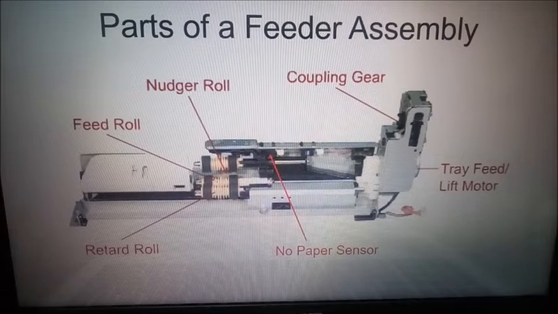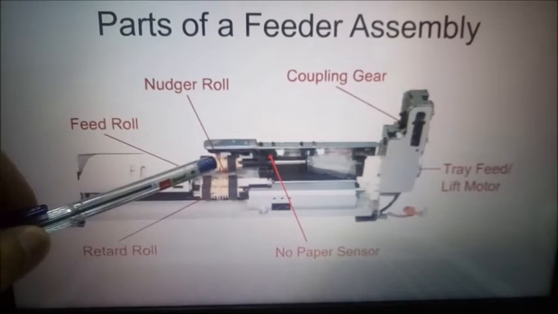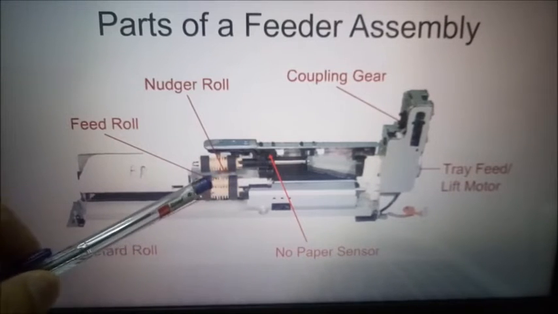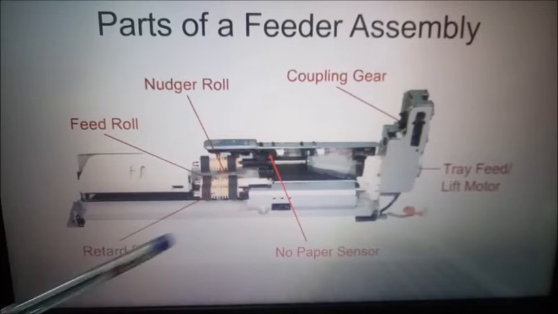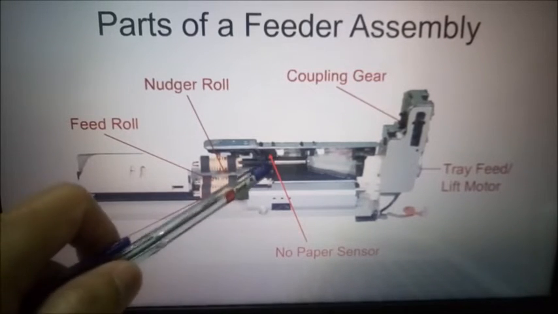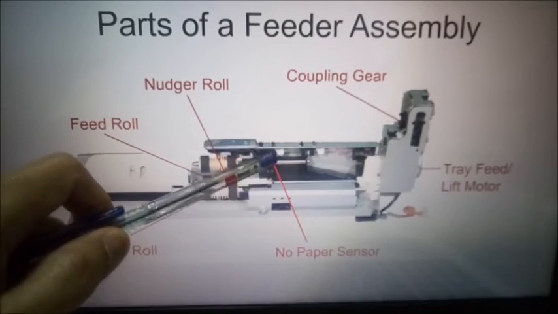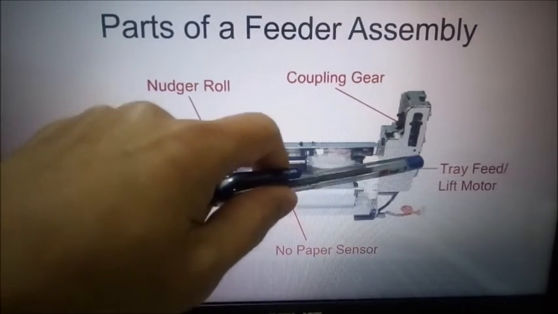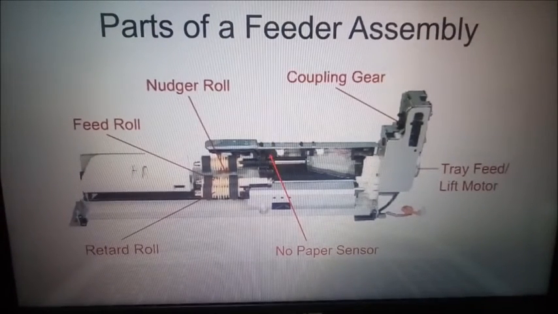Now what are the parts of the feeder assembly? We have here the coupling gear, and this one is named the nudge roll. In the center is called the feed roll, and down here is the retard roll. Now you can see a black part here, that is the no paper sensor, and on the side here is the tray feed lift motor.